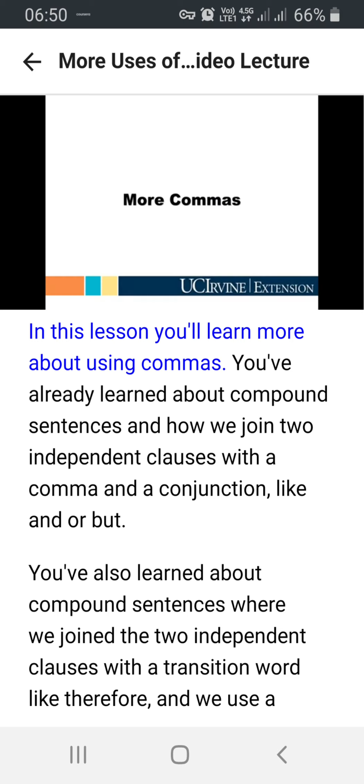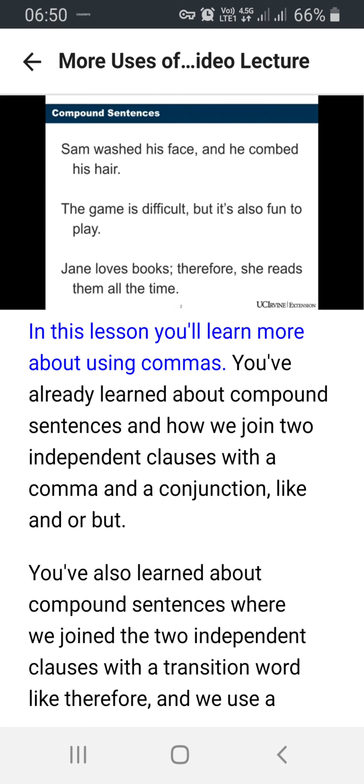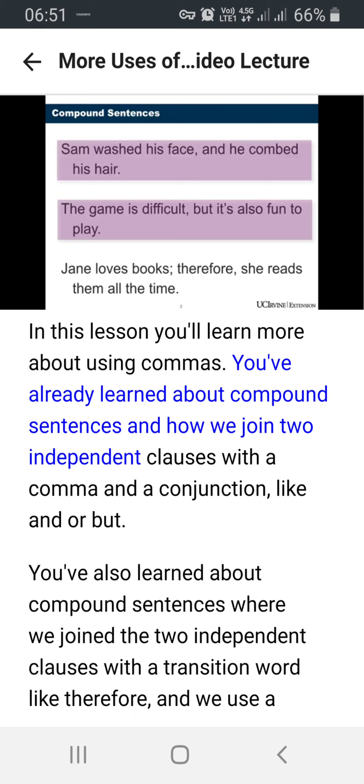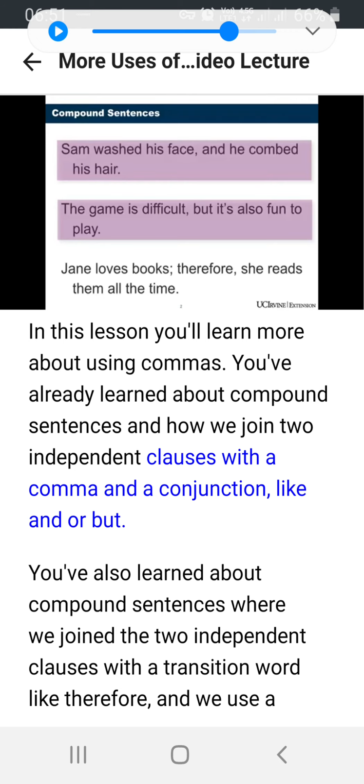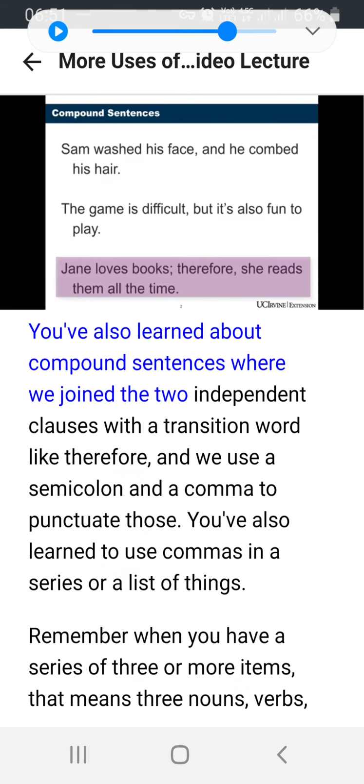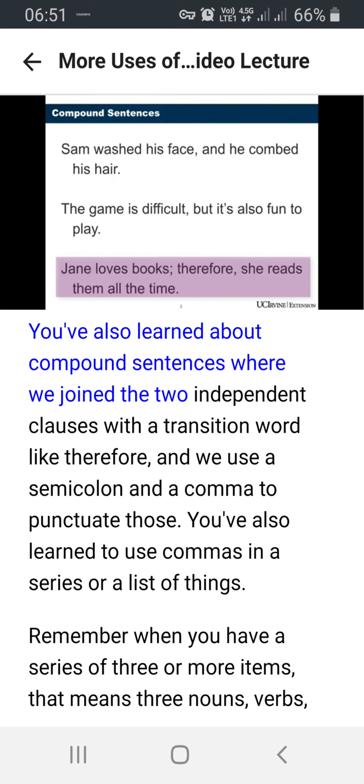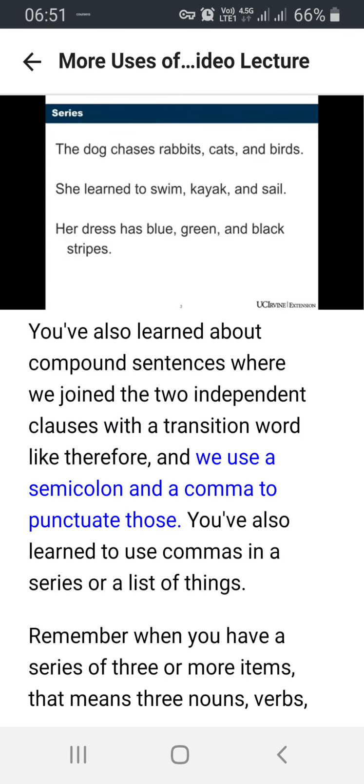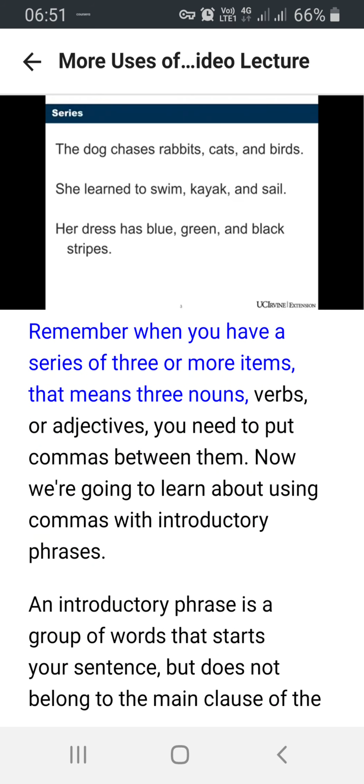In this lesson, you'll learn more about using commas. You've already learned about compound sentences and how we join two independent clauses with a comma and a conjunction, like and or but. You've also learned about compound sentences where we join the two independent clauses with a transition word like therefore, and we use a semicolon and a comma to punctuate those. You've also learned to use commas in a series or a list of things. Remember, when you have a series of 3 or more items, that means 3 nouns, verbs, or adjectives, you need to put commas between them.